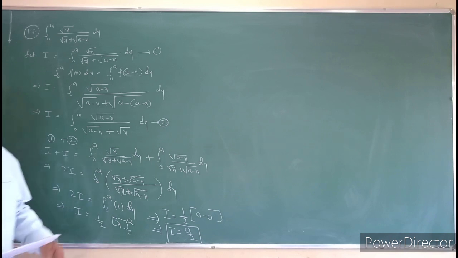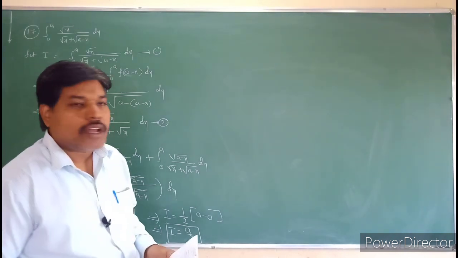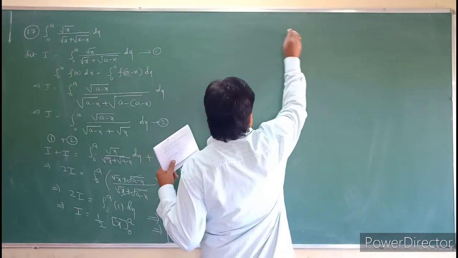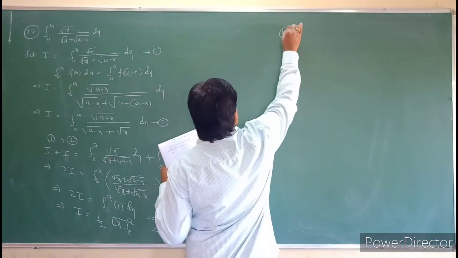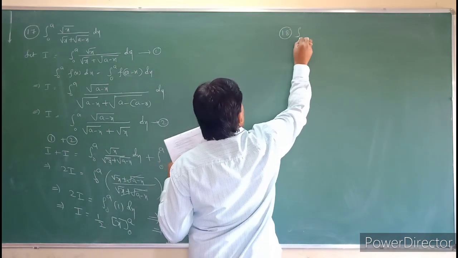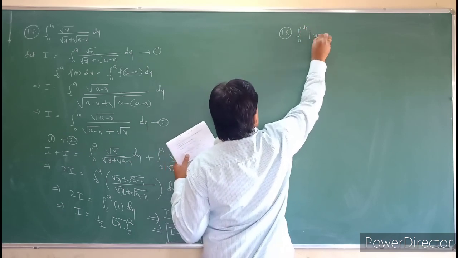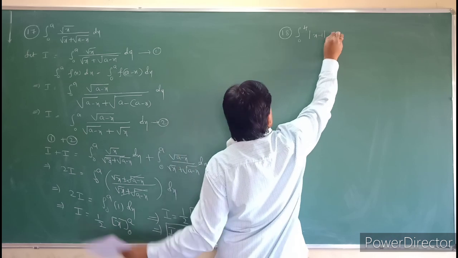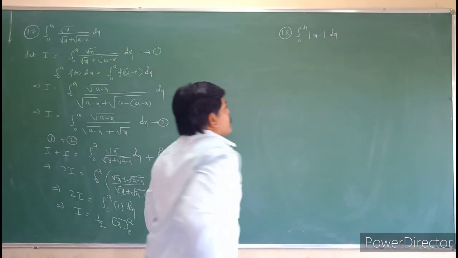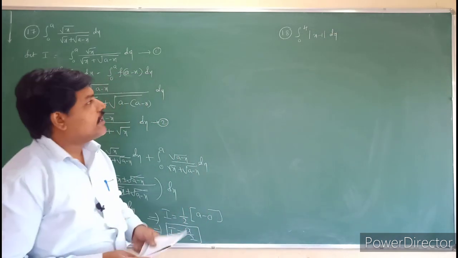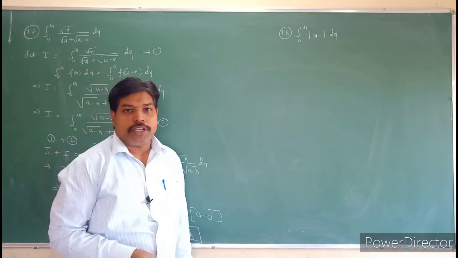So see that question, students. See question number 18. What is question number 18? Integral 0 to 4 of mod x minus 1 into dx. Mod x minus 1 into dx. Integral 0 to 4 of mod x minus 1 into dx.